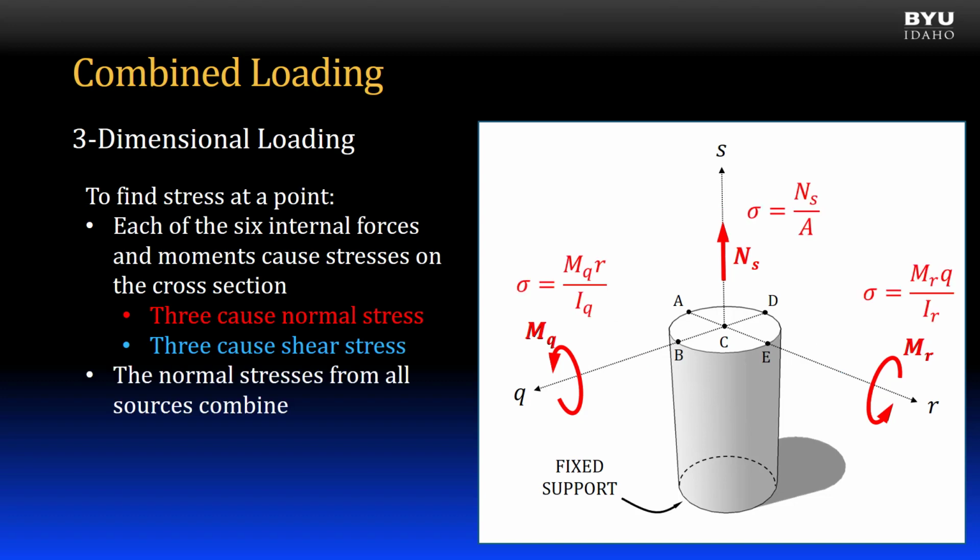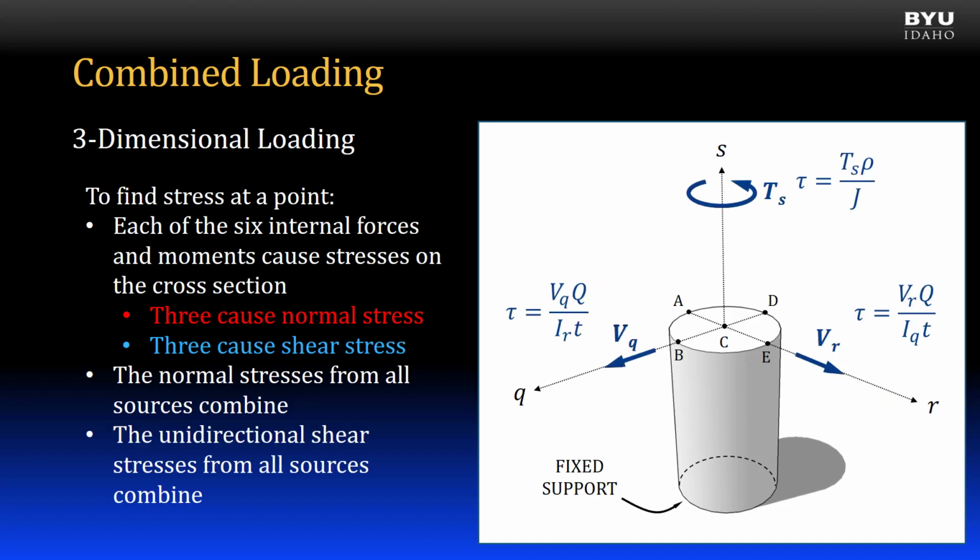The normal stress equations are shown. They each cause normal stress on the cross-section. In this case, tension or compression in the S-axis direction only. Since the normal stresses are all in the same direction, they combine to form some resultant S-direction normal stress state at a given point.